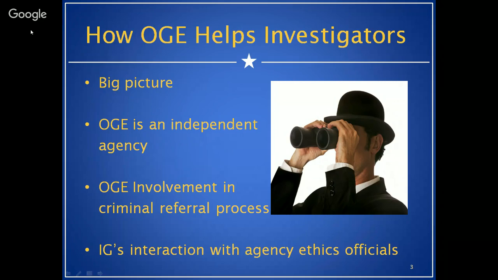Now, sometimes, although not very often, we at OGE will also make a criminal referral to the DOJ directly if we have knowledge of the facts through our own review of financial disclosure reports. But as I said, that's extremely rare. So now I'd like to move on to talk about IG's interaction with agency ethics officials and agency ethics officials' interactions with IGs. Now, OIGs and DAOs should maintain ongoing, two-way communications.